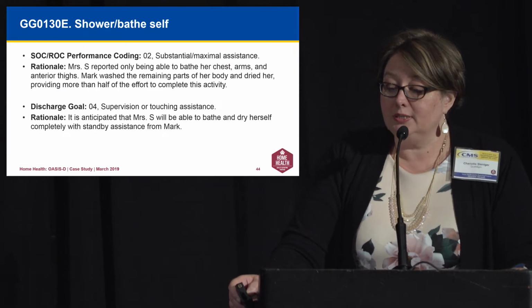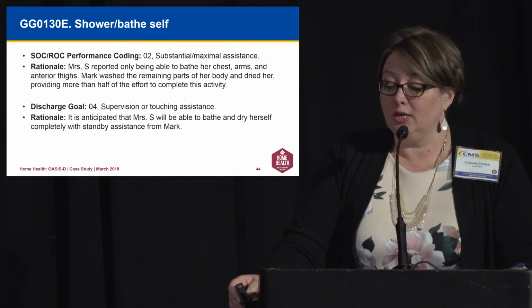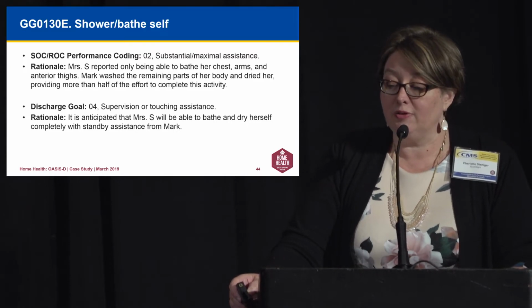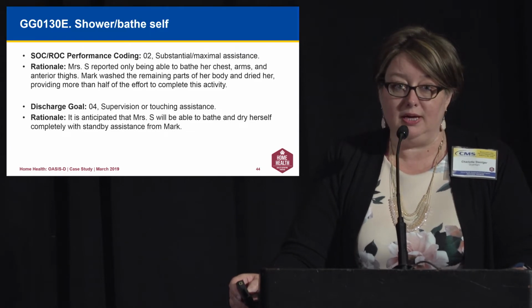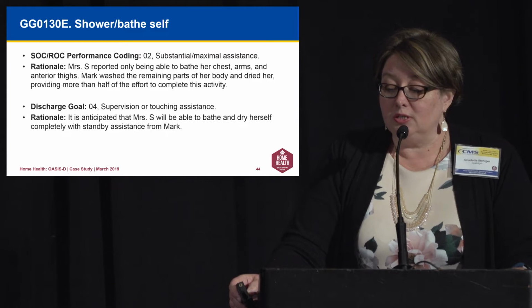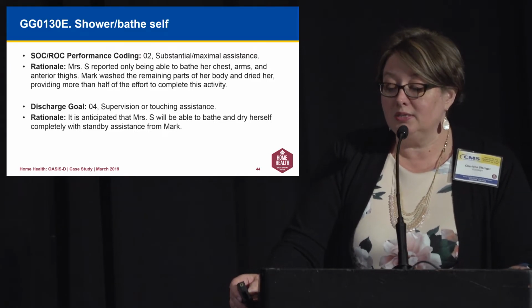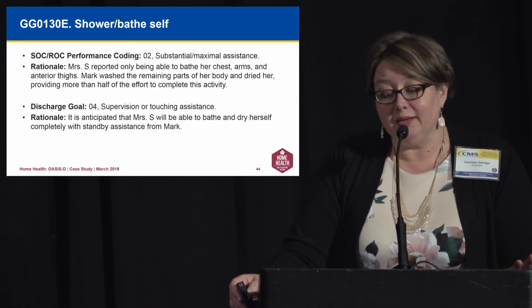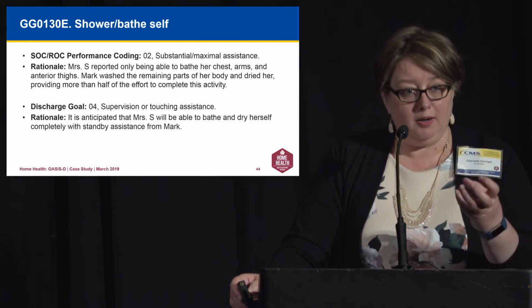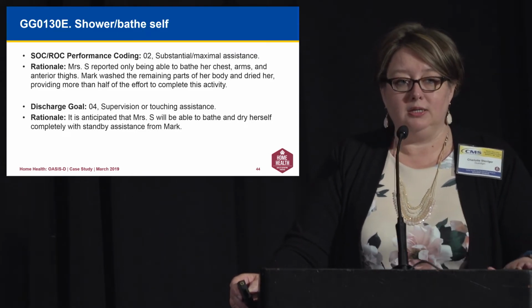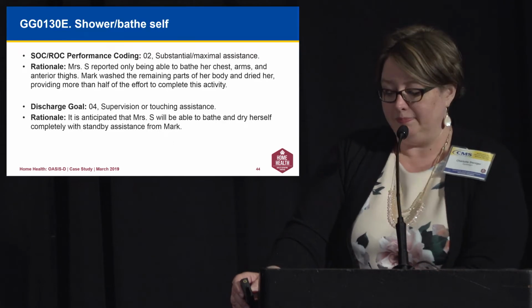And the rationale, Mrs. S reported only being able to bathe her chest, arms, and anterior thighs, and Mark washed the remaining parts of her body and dried her, providing more than half of the effort to complete this activity. And then the discharge goal of 0.4, supervision or touching assistance, it's anticipated that Mrs. S will be able to bathe and dry herself completely with standby assistance from Mark. So you're going to want to capture that level of assistance that you're anticipating that that patient is going to need at the time of discharge.